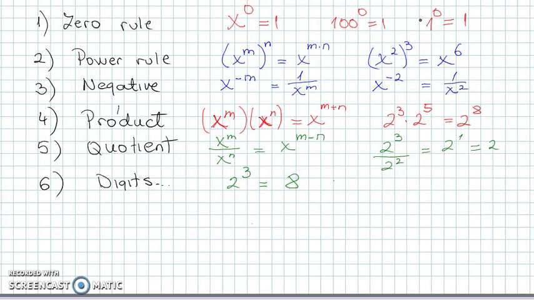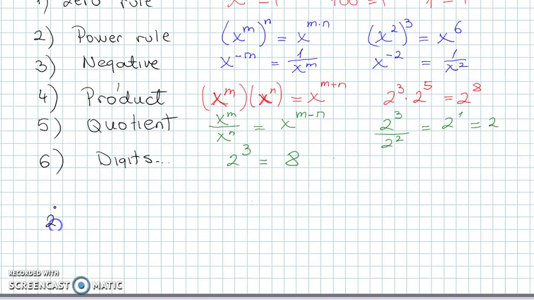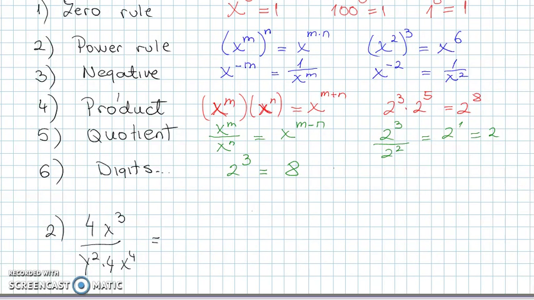Okay, so now we are going to do one example. Let's do number 2 from your page 7. So question number 2 is 4x to the power of 3 y squared times 4x to the power of 4. If you follow my rules, you will not forget anything. So go step by step. Number 1, do you have a zero rule? Do you need to apply it? In this case, no. Now look at the next one.